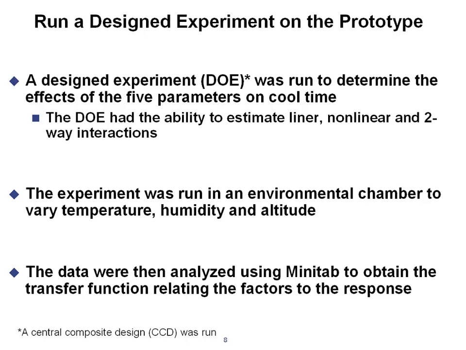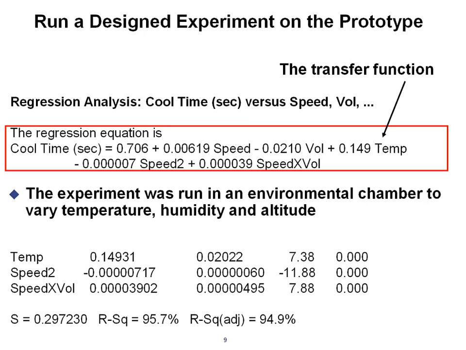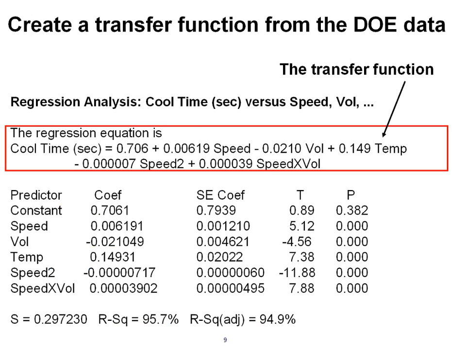We ran it in an environmental chamber so that we could vary those ambient conditions: temperature, humidity, altitude. And then there's a very powerful and commonplace statistical analysis tool called Minitab that we use to analyze the data and from which to create the transfer function that related the X's to the Y. On slide 9, you see a little screen capture from the Minitab software output.